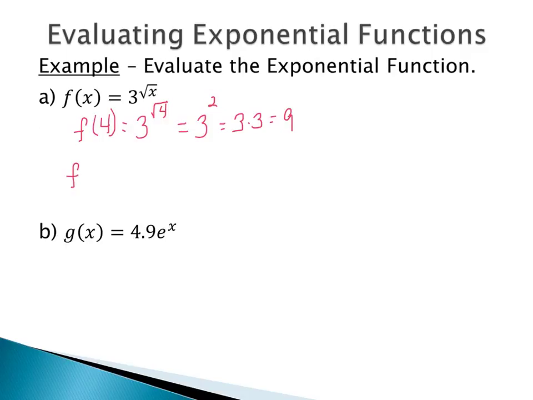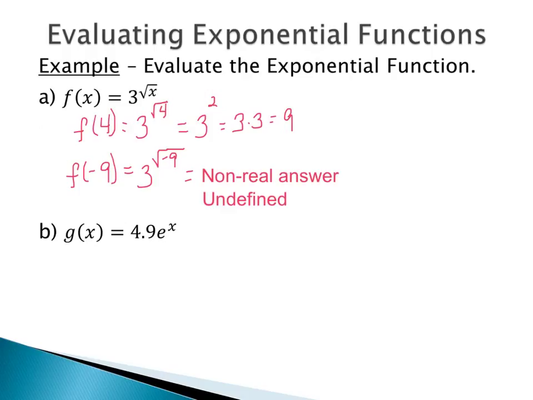So if I did f of negative 9, for example, that means I would be evaluating 3 to the square root of negative 9. Well, again, first we would need to evaluate the square root of negative 9, but what is the square root of negative 9? Well, it's a non-real answer, because we would actually get 3i, and we can't evaluate that then. So what happens here is that we get a non-real answer, or we can say that it's undefined. Either answer is fine.